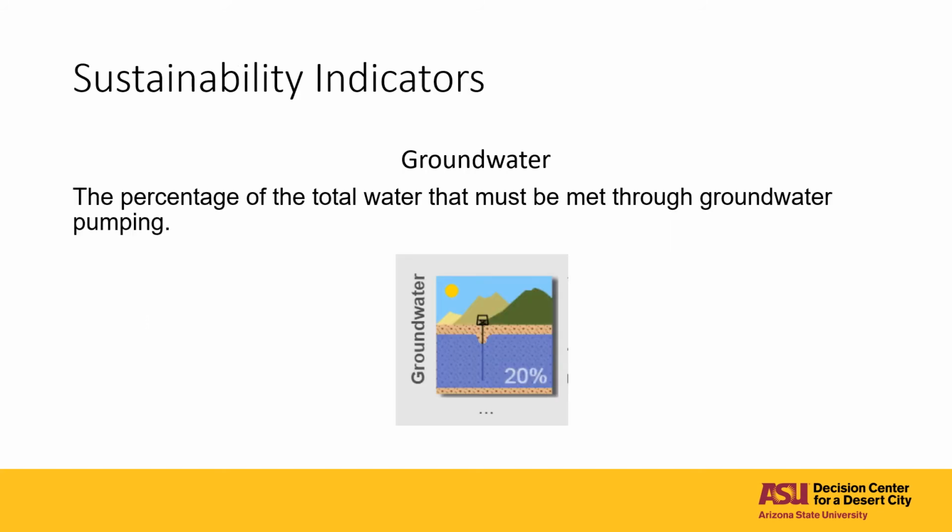Clicking on each image in WaterSim will give you additional information. This demonstrates the percentage of the total water that must be satisfied through groundwater pumping. A safe yield of groundwater is generally around 11 to 12%. This means that ideally no more than 11 to 12% of the total water would come from groundwater.